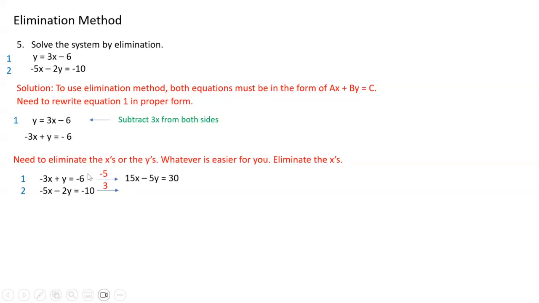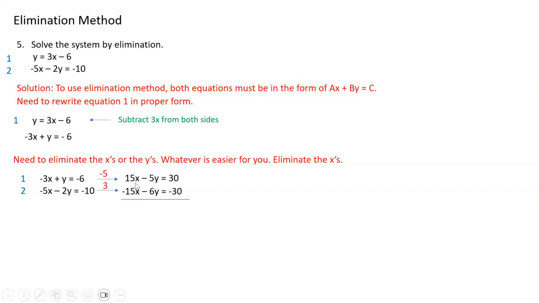Why 3? Because -3 times -5 will give us a positive 15. And -5 times positive 3 will give us a -15. Then when I add them, they'll be eliminated, okay? So again, I need to multiply 3 by every term in equation number 2. So this is the result: -15x minus 6y equals -30.